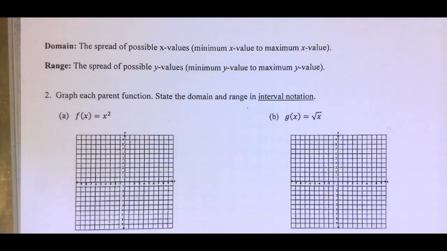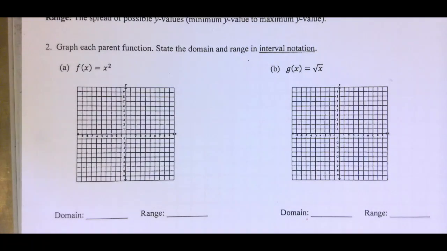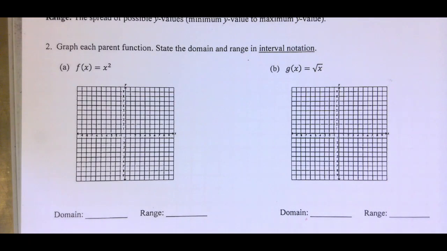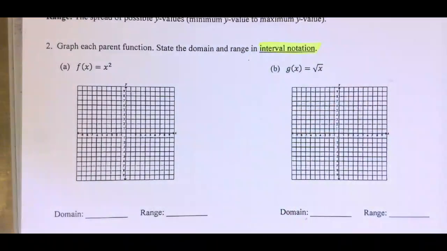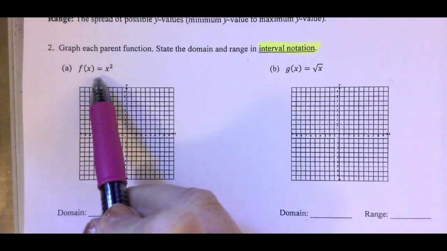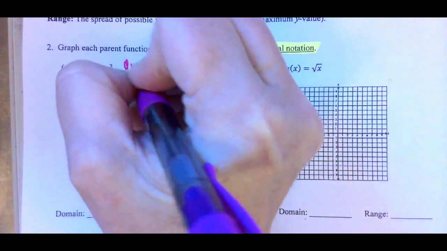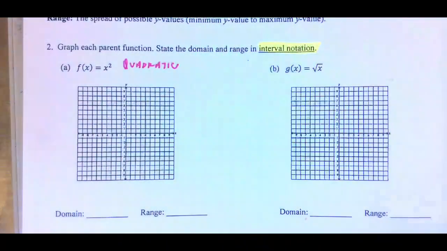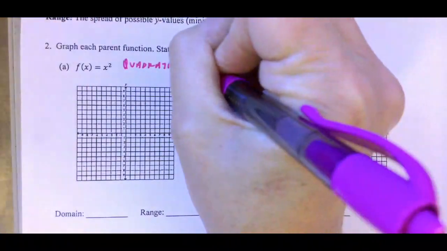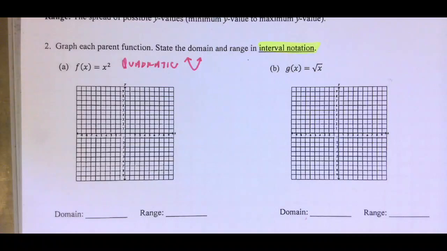So here I'm saying, well, let's return to something familiar. Let's go back to parent functions. And then I'm saying state the domain and range afterwards in interval notation. All right, so the first function that we see, f of x, is equal to x squared. This is quadratic. So we should know the name of it, and we should also know what it's going to look like. So a quadratic is a parabola. It's that beautiful U shape.